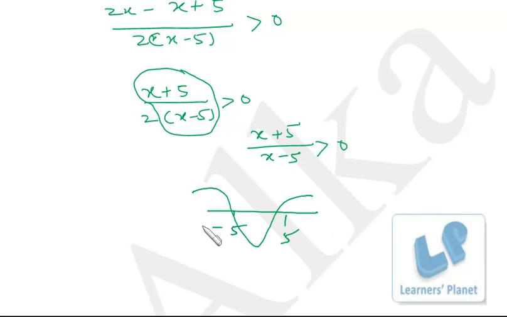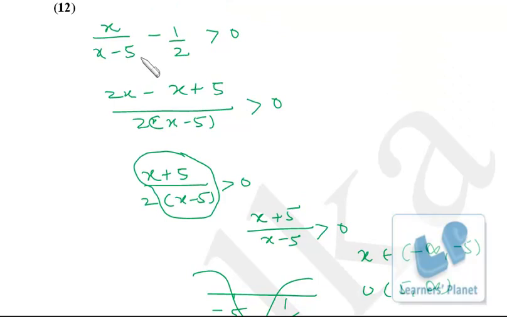So x should be minus infinity to minus 5 or 5 to infinity. Okay, any values less than minus 5 or greater than 5 will make this expression greater than 0, or we can say positive.